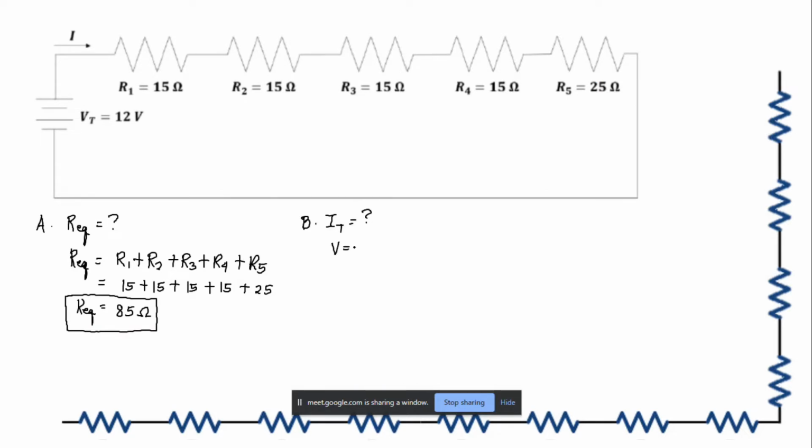We will be using our Ohm's law, which states that V is equal to IR. Divide both sides by R, then R cancels out. So, the total current natin ngayon is V over R. Ang V there, that's the total voltage, at yung R there, that's the equivalent resistance. So, substitution, V sub T, it's 12 volts. At saka the R sub EQ, it's 85 ohms. 12 divided by 85 is 0.14117647647, and the unit is ampere.